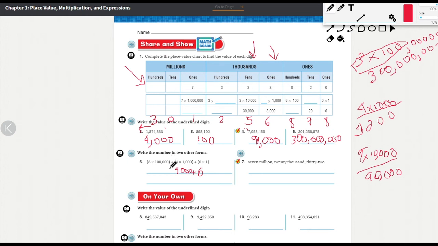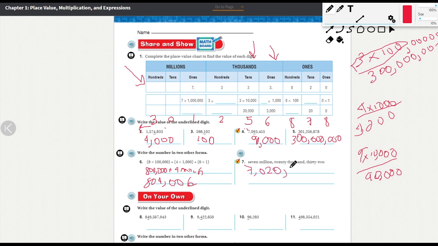Okay, then we have here 8 times 100,000, that would be 800,000. So what number is this? Expanded form. 804,006. That would be the regular form to write that. 7,020,032. This is the right way to write this number.